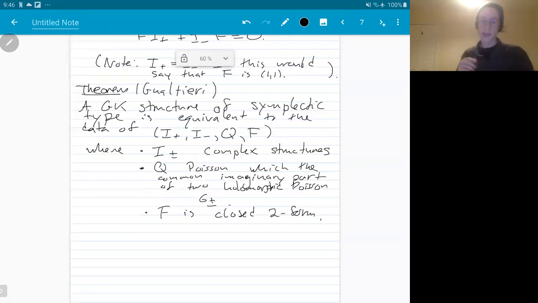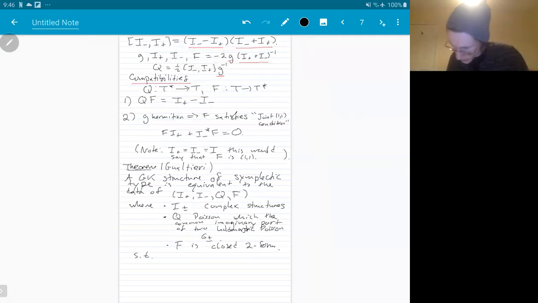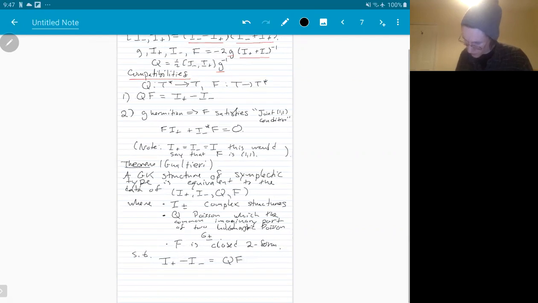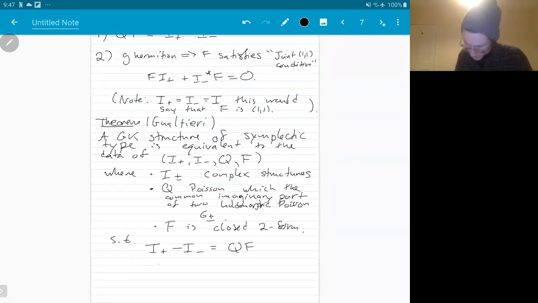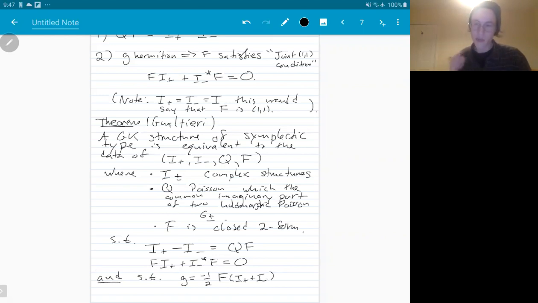And then they have to satisfy some compatibility conditions. And the compatibility conditions are exactly these ones that we've observed above. So first one is that I plus minus I minus, the difference, is given by QF. And the second one is this joint 1-1 condition. And finally, when we have all of this structure, we can form a symmetric tensor and we want this thing to be positive definite.